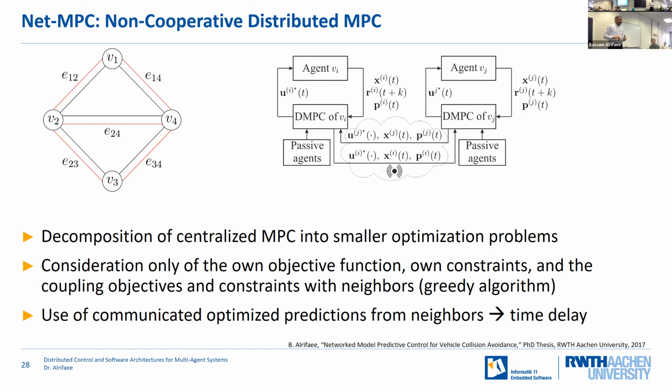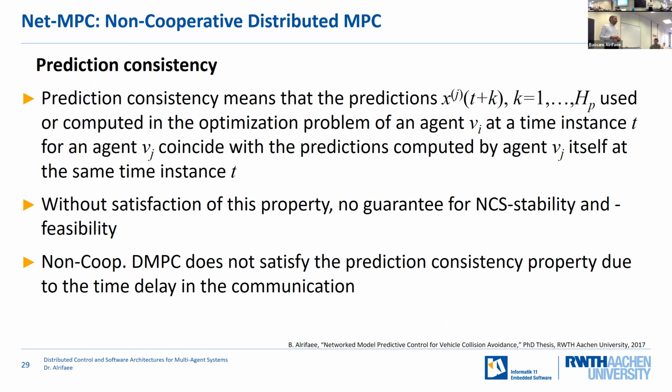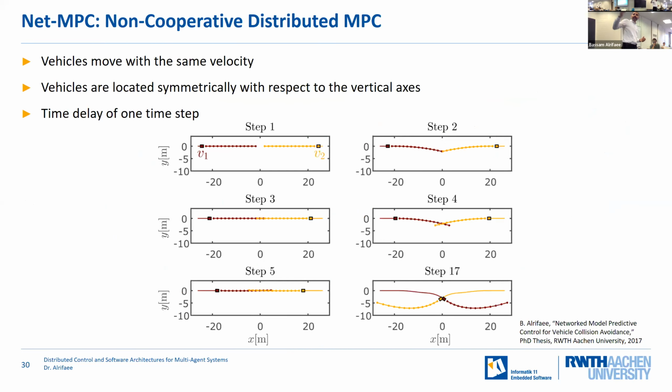So computer science students would say it's a greedy algorithm, it's right, it's a greedy algorithm. And we use the communicated optimized predictions from neighbors, and they will be time delayed because they have to communicate their presence. And what happens, it's not prediction consistent in general. I would like to illustrate this with this example.